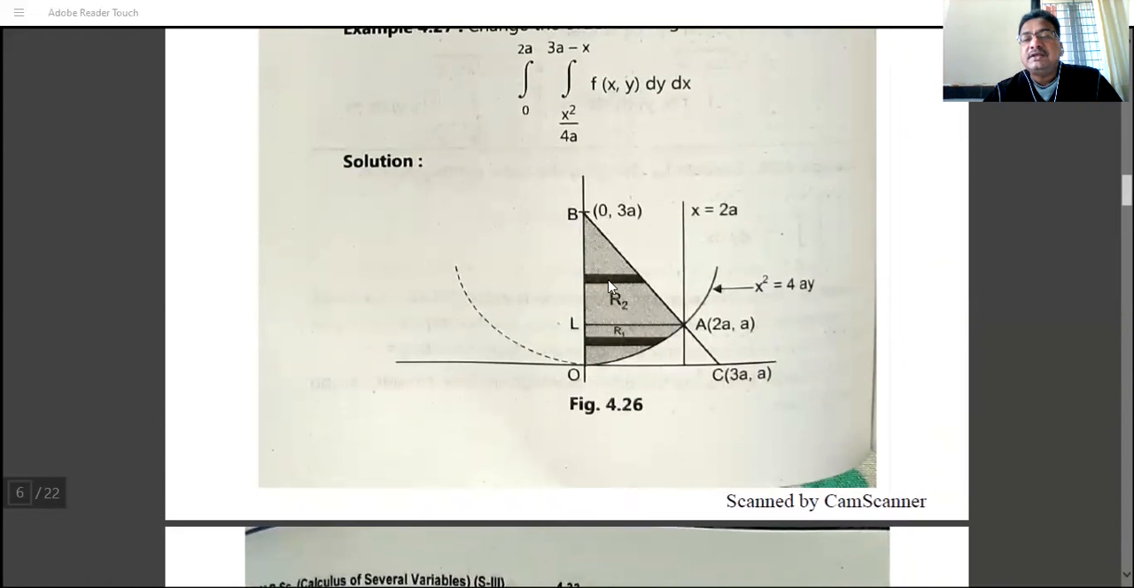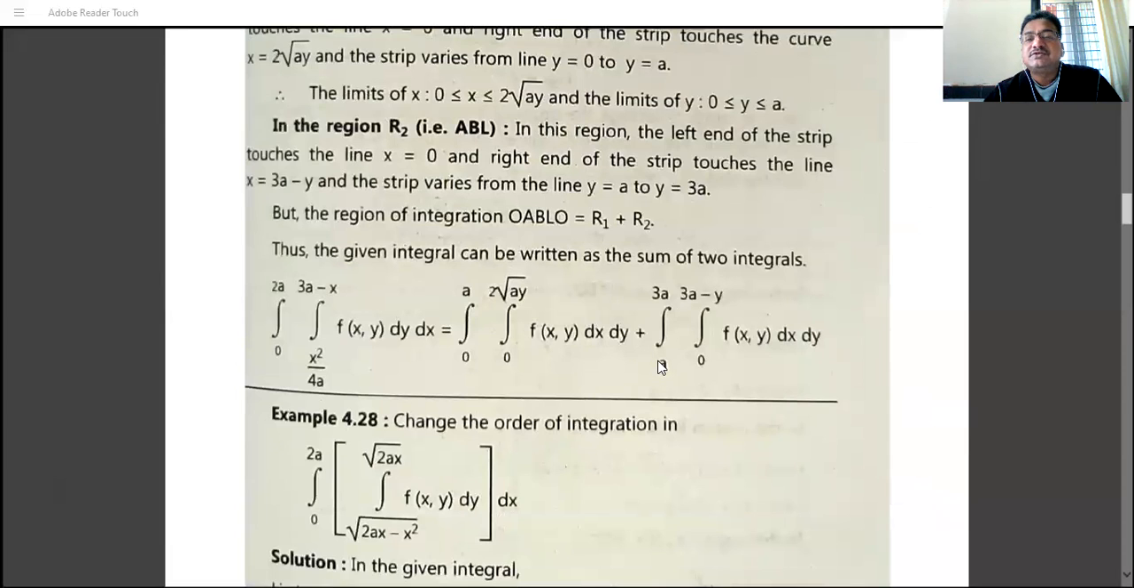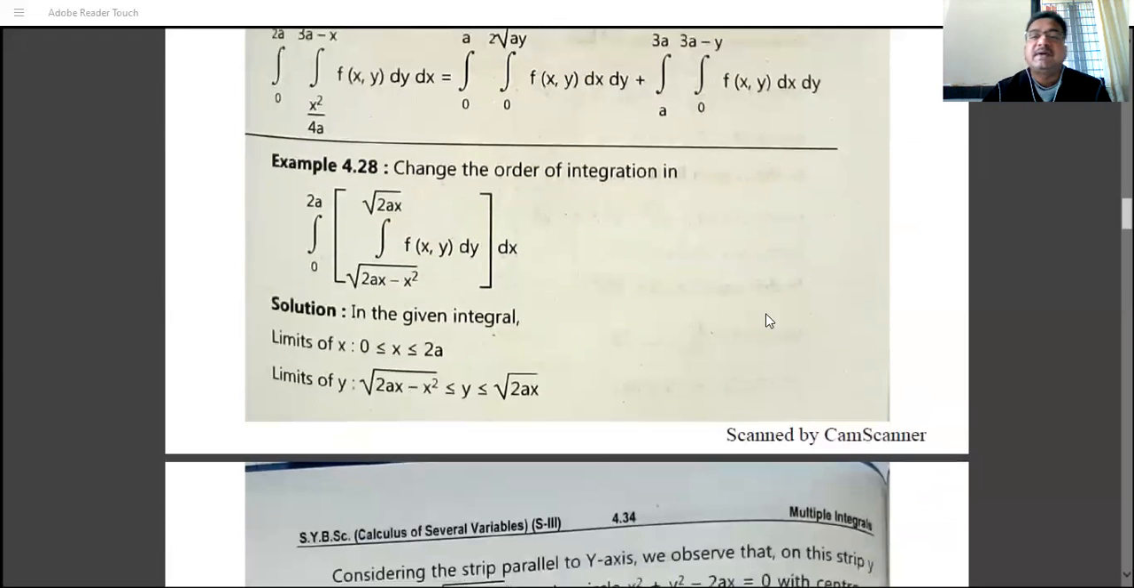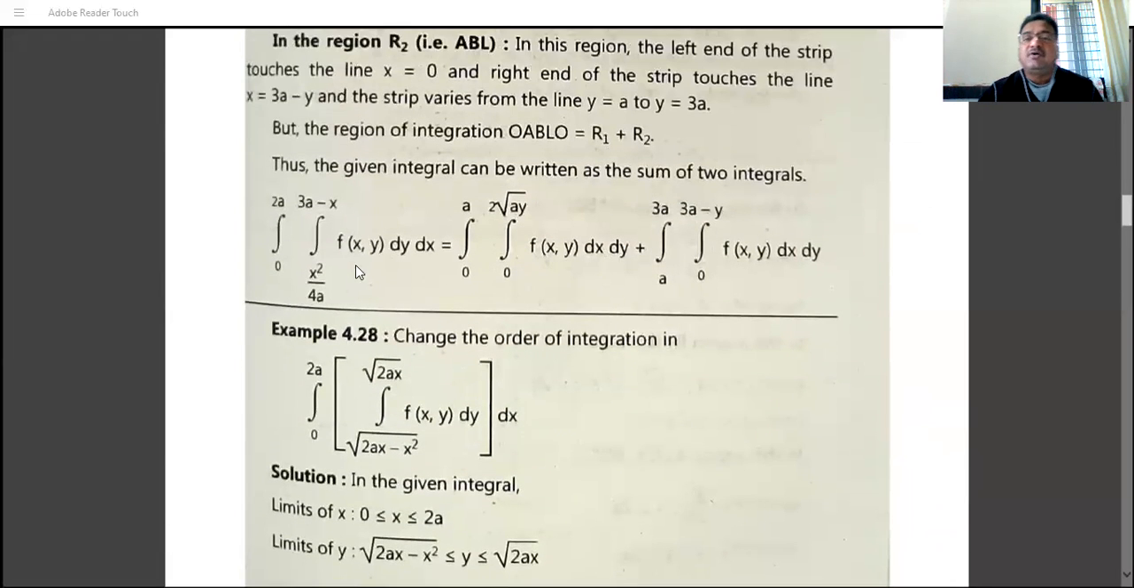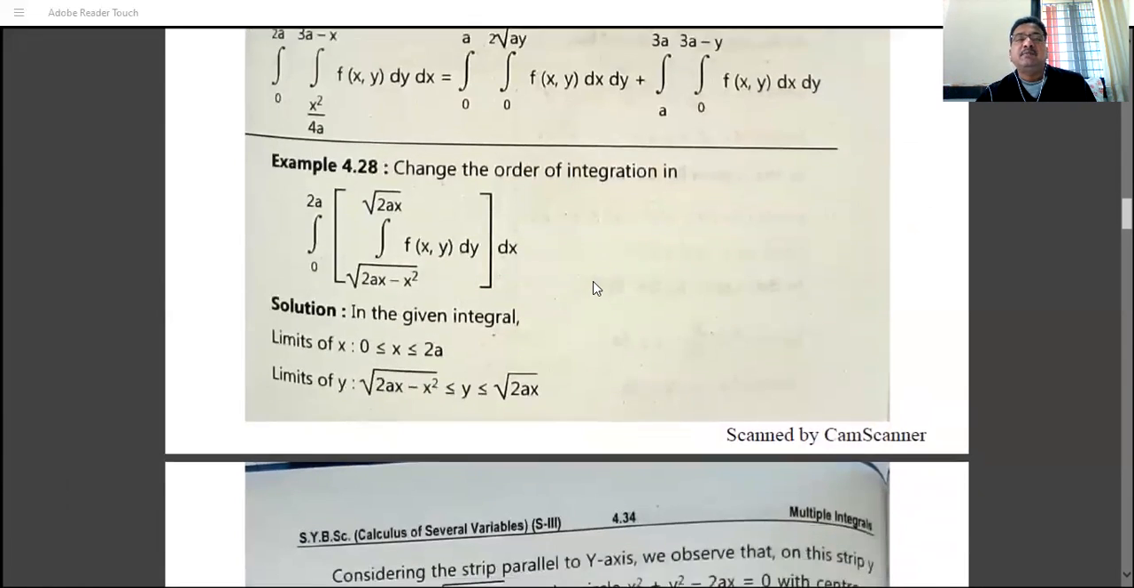And now the limit of y. In order to cover the region R2, we have to move this strip from this point to this point. At this point, y is a, and at this point, y is 3a. So y runs from a to 3a, and x runs from 0 to 3a minus y, of f(x,y) dx dy. So this is the answer for the change of order of integration. In order to change the integration here, we have to write it as the sum of two integrals.